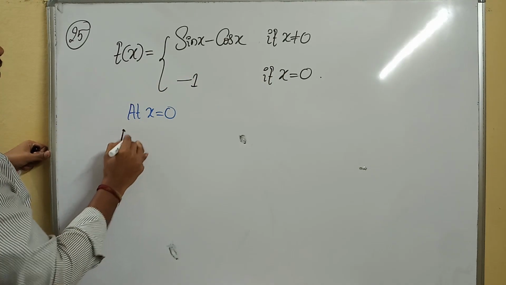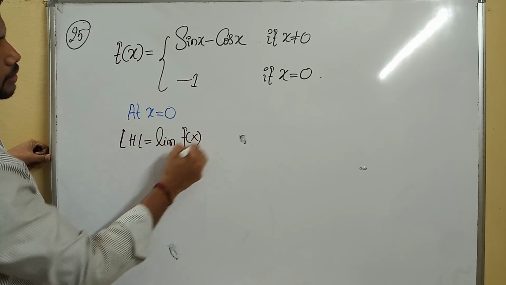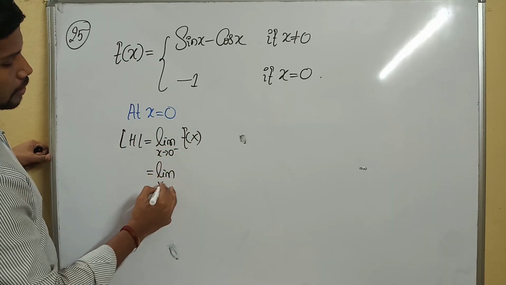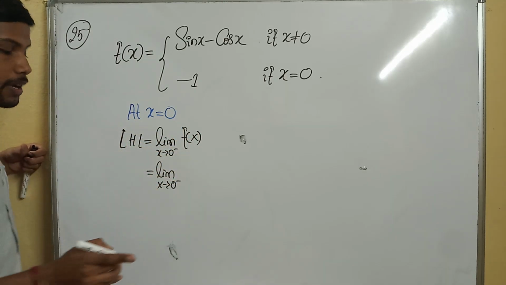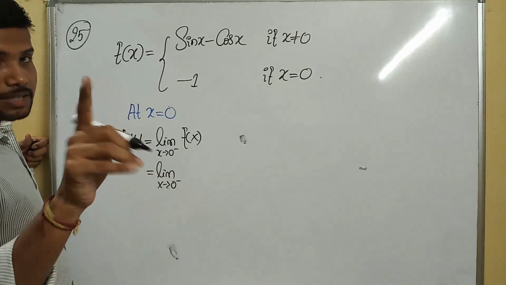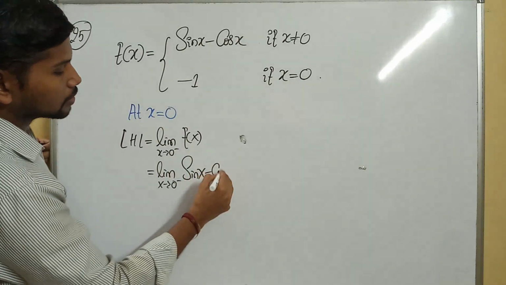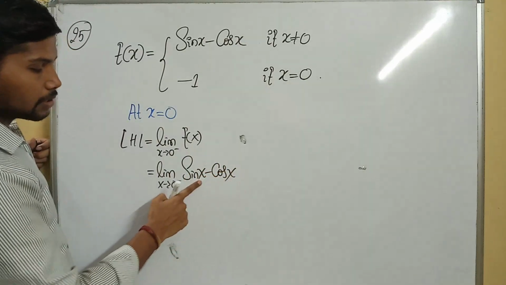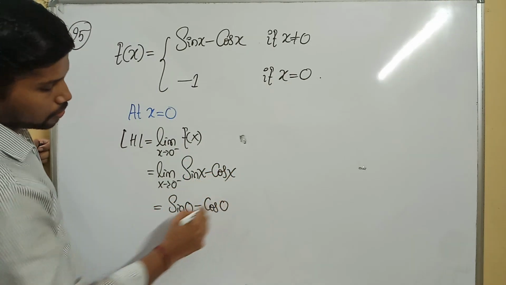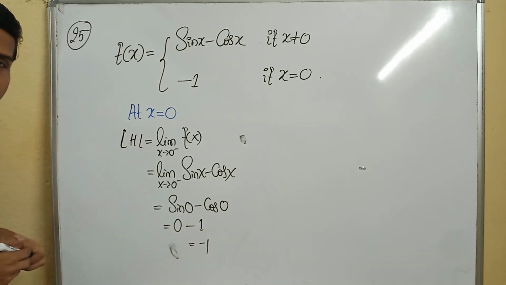LHL. What is LHL? Left hand limit. Limit of f of x as x tending to 0 minus. What is 0 minus? Concentrate. 0 minus means not equal to 0. In the last class I told you it is not equal to 0. It is sin x minus cos x. Wherever x is there I need to substitute 0. Sin 0 minus cos 0. Sin 0 will be 0, cos 0 will be 1. We got the answer as minus 1.